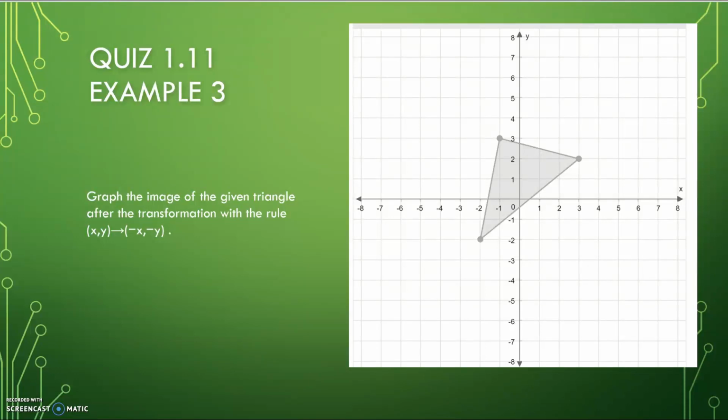This is quiz 111, example 3. We're going to graph the image of the given triangle after the transformation with a rule where the point does the opposite of x and the opposite of y. That's what those negatives mean.